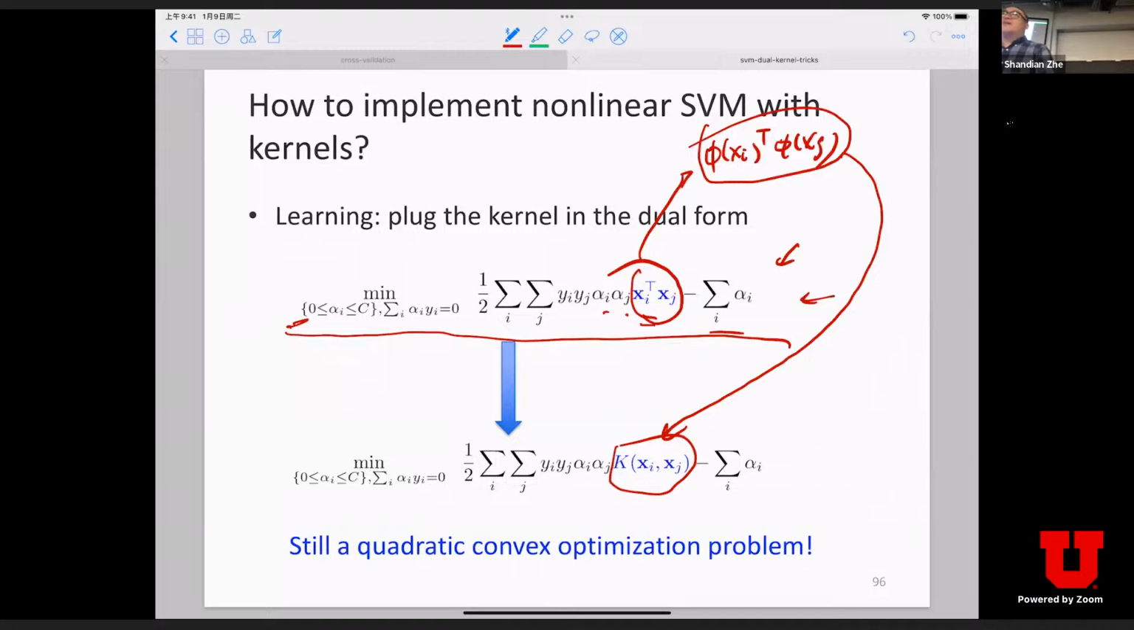And there's no change in other places, like in terms of how you optimize it, how you call your optimization package to solve for alpha_i's. Nothing changed. So you can see there's one step to convert your linear SVM to a nonlinear SVM. Just one step. Any questions so far? Although, to arrive at that step, we do need a chain of reasoning, a chain of thinking, right?